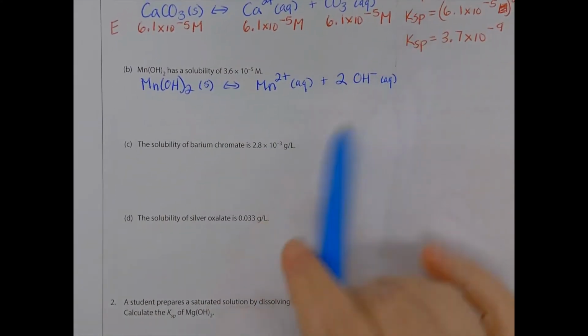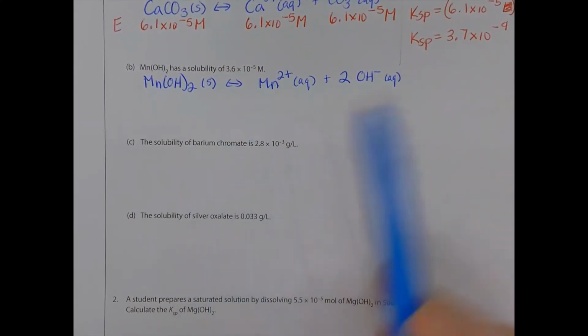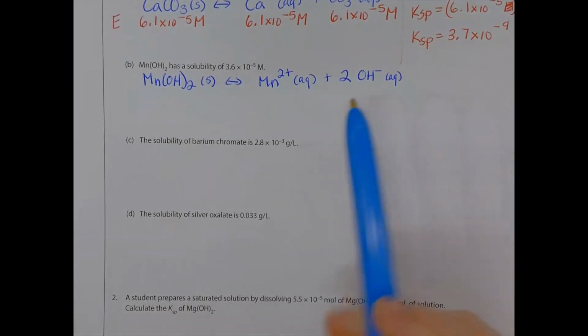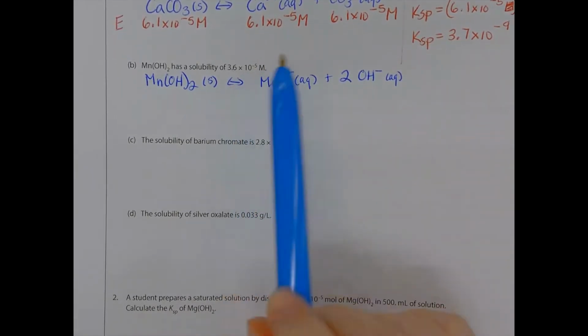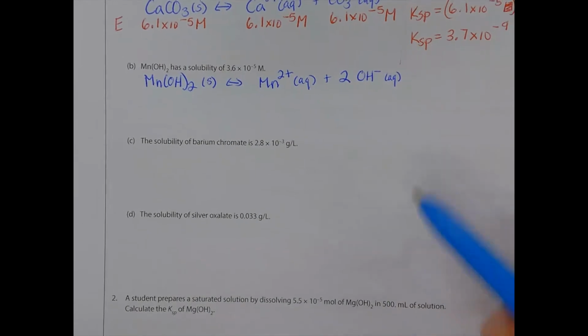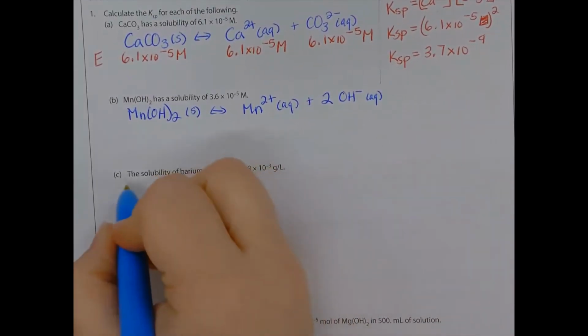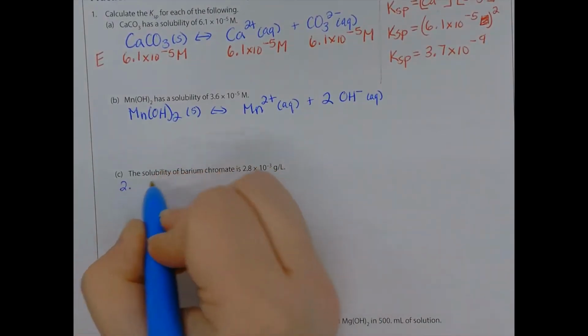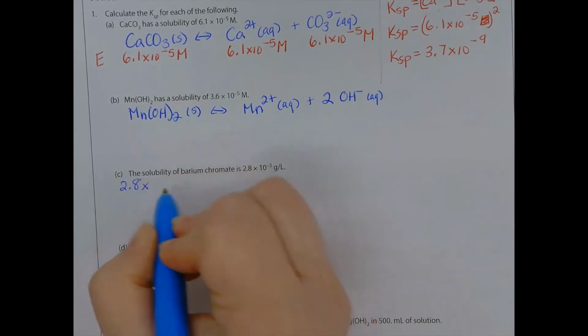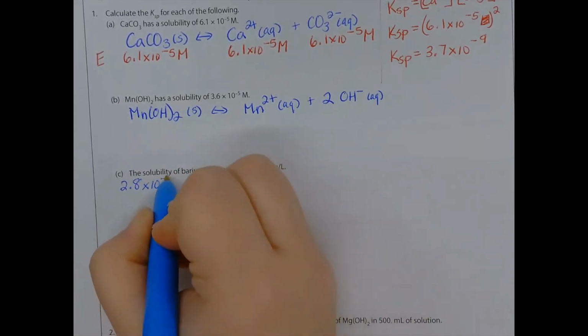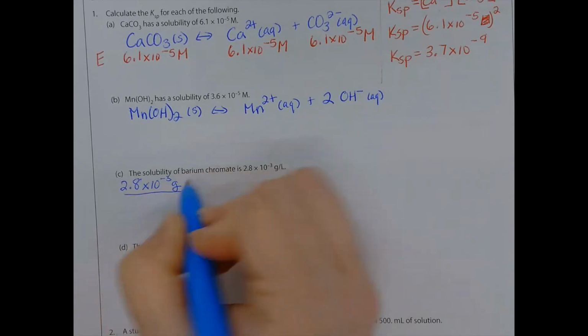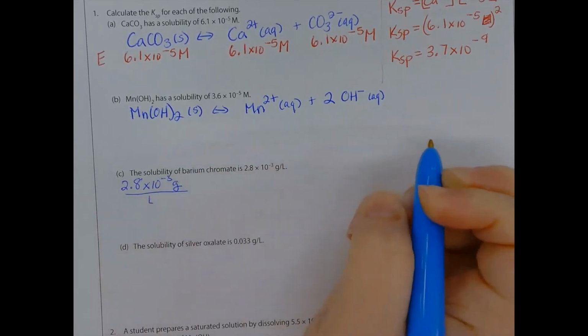So this is just different in terms of the solubility. It's telling us how many grams are soluble per liter instead of giving us moles per liter. So we're just going to have to do an extra step with this. And that first step is just going to be changing this into molarity. So this has our grams of our chemical per liter.